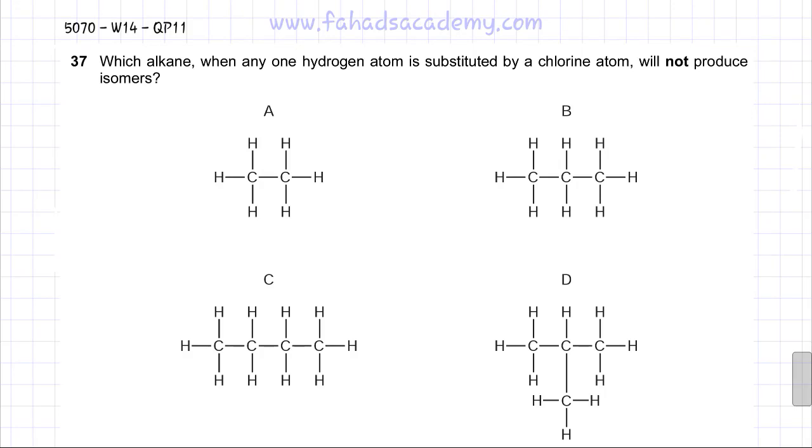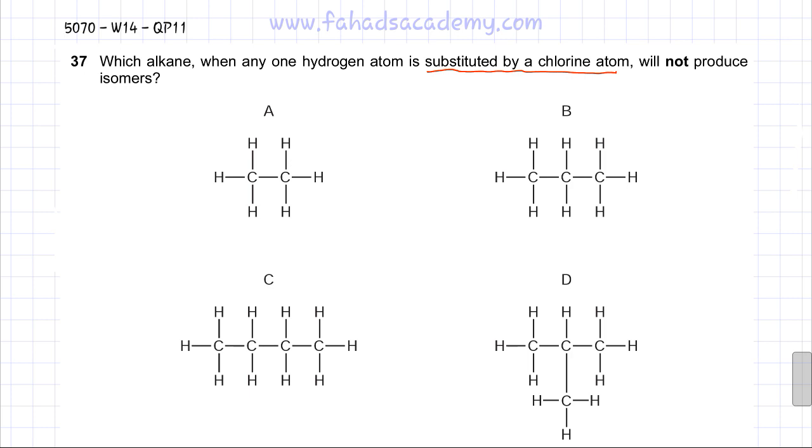In the following question, the question reads: which alkane, when any one hydrogen atom is substituted by a chlorine, will not produce isomers? So you're trying to substitute a hydrogen by a chlorine atom. I'm given 4 options, and I can substitute any one of the hydrogen atoms, and whatever is formed, I need to figure out whether it's going to form isomers or not.